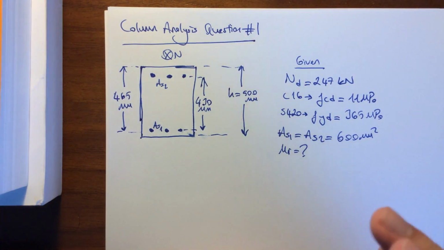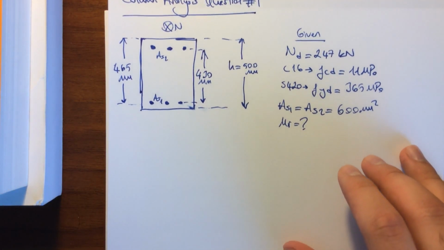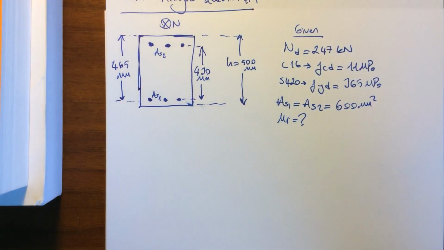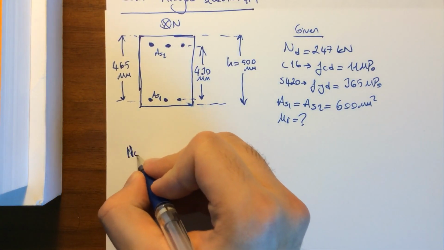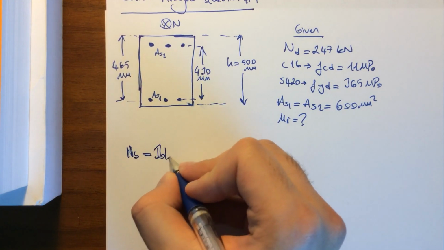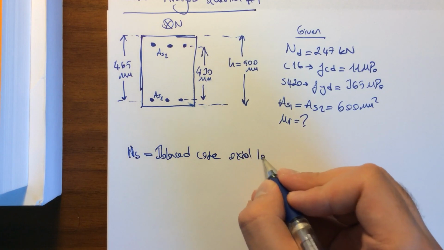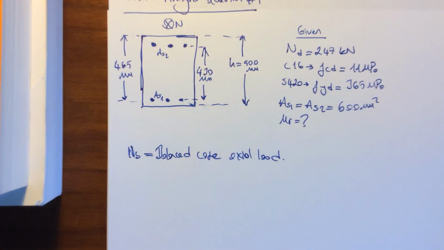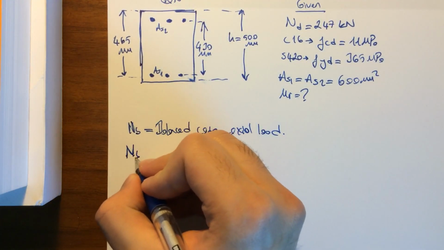So in column analysis questions, the first thing we need to check is the mode of failure, if the structure is failing in tension or in compression. In order to do that, we need to find the balanced axial force NB, which is the balanced case axial load. We need to use the formula to calculate NB, and we have covered this in our lecture notes.